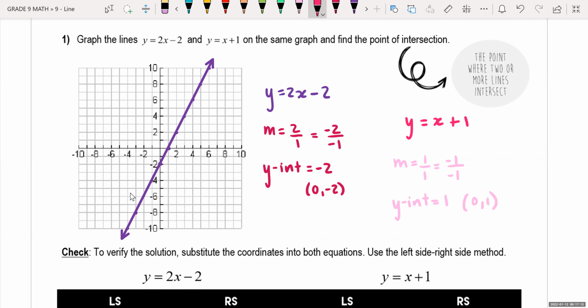So what does this mean? We start our line at wherever y is equal to 1, and we go up 1, 1 to the right, up 1, 1 to the right, all the way to the end of the graph, or down 1, 1 to the left, down 1, 1 to the left, all the way to the end of the graph.